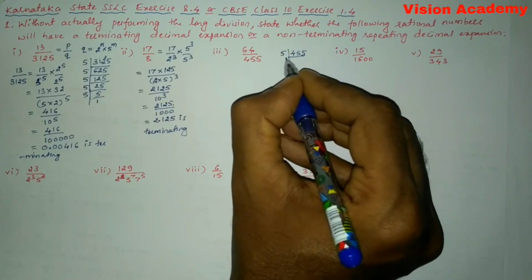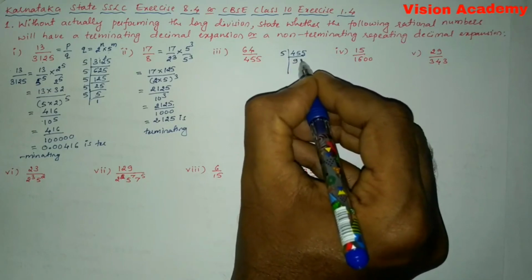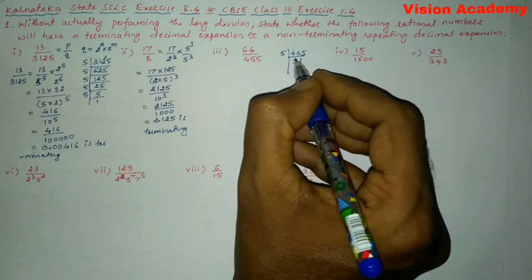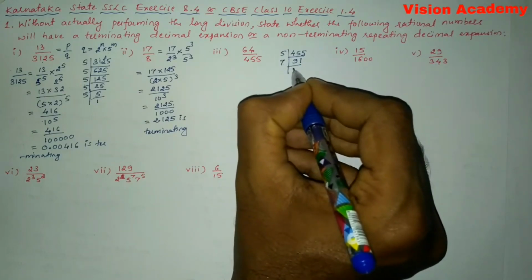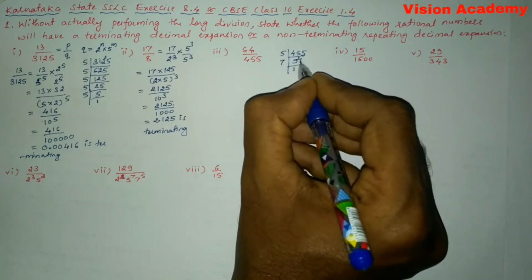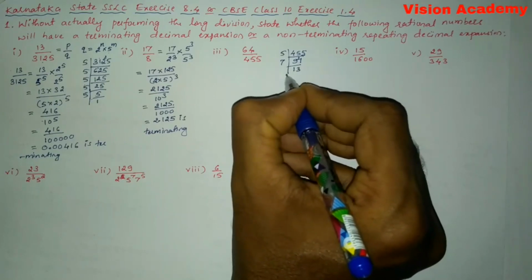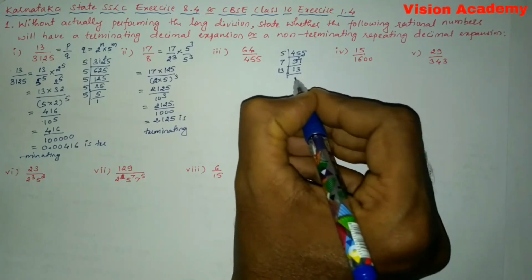So let us divide this one by 5. 5 9s are 45, 5 1s are 5. Now we'll go for dividing this one by 7. So 7 1s are 7, 2 remains, it will become 21. 7 3s are 21. Now it will be divided by 13.